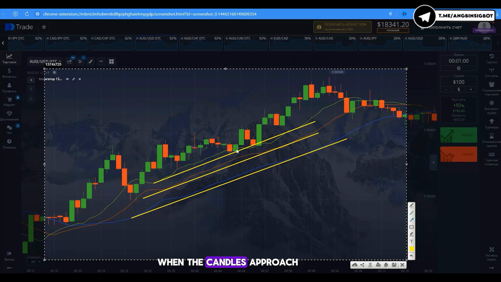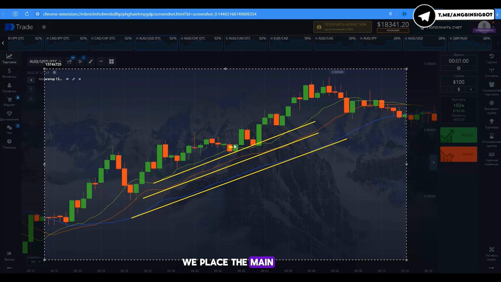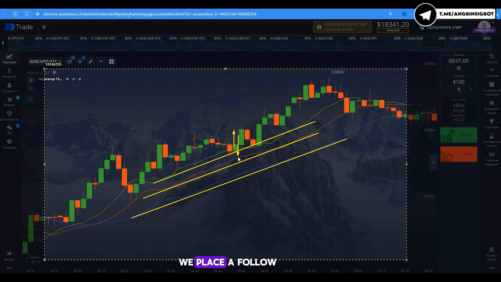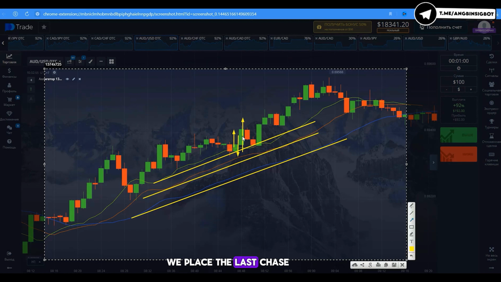Next, when the candles approach one of the moving averages, we place the main trade in the direction of the trend at the beginning of a new candle. If the trade goes into the negative at the end and the candle changes color, we place a follow-up trade based on the color of the candle. If it turns out that the chase is in the negative and the candle has changed color again, we place the last chase based on the color of this candle for an upward movement.